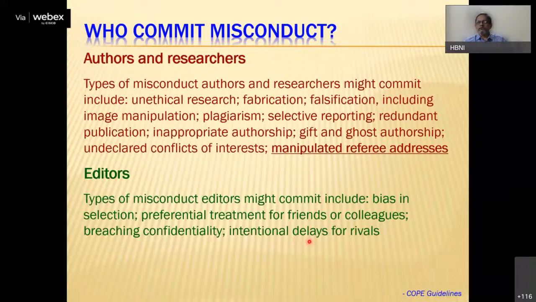Then intentional delays for rivals. If the editor happens to get for refereeing a paper from a rival, which has been submitted to a rival journal, he may intentionally delay it, just because he wants his own journal to prosper as compared to other journals.